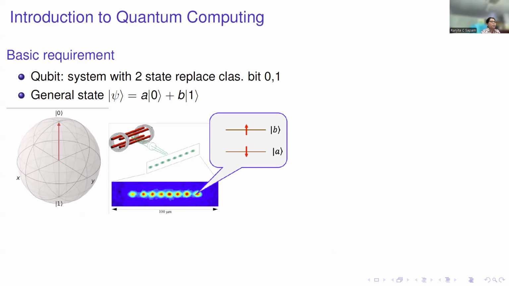So now a little bit more on the scientific aspect of quantum computing. In quantum computing, what do we need? In classical computing, we know that we implement all the gates, all the algorithms using bits, right? The bits are 0 and 1. In the quantum case, it will be replaced by the qubit, which is a superposition, a system of two states, which replaces the classical bit 0 and 1.